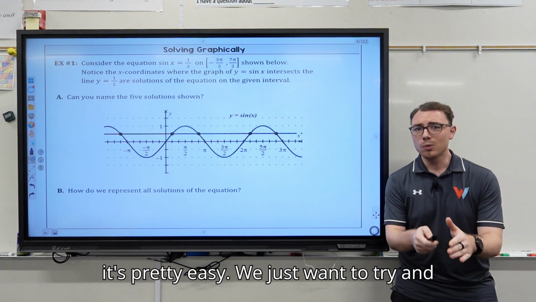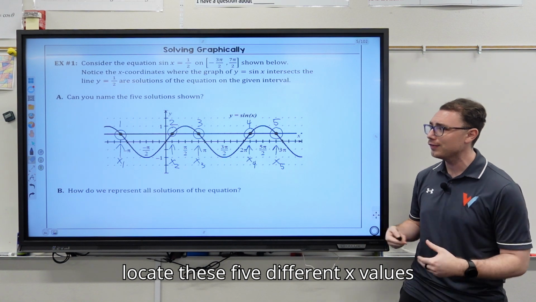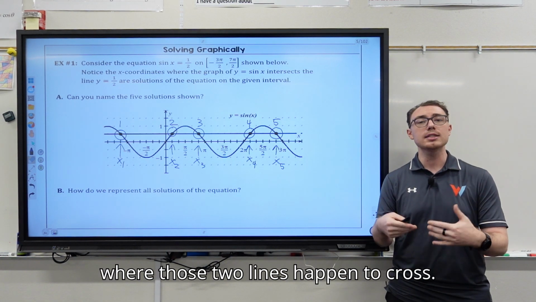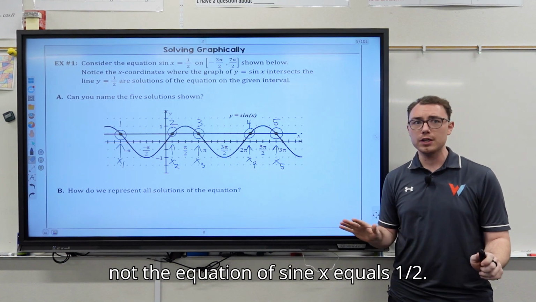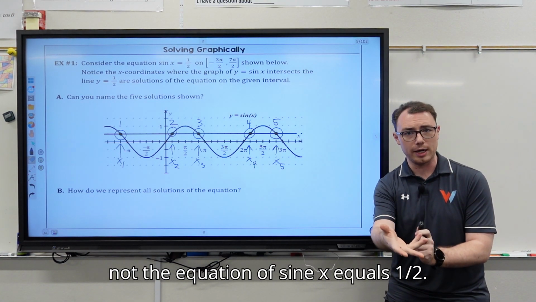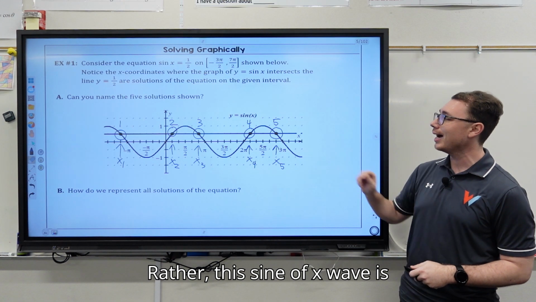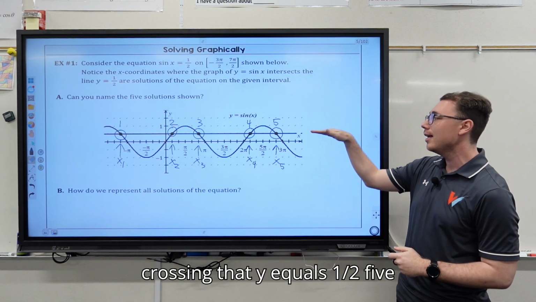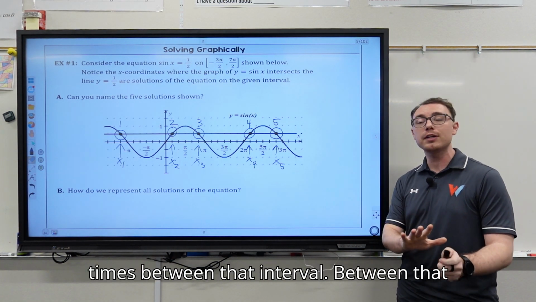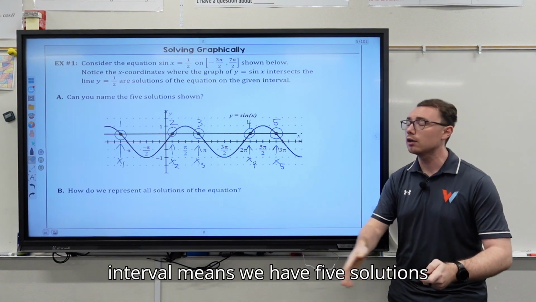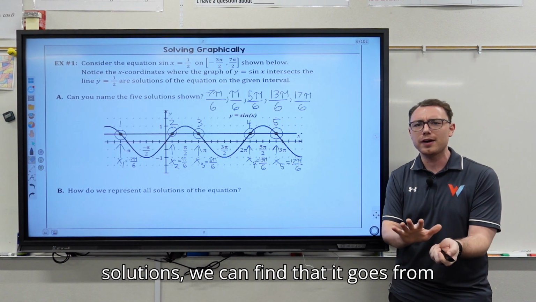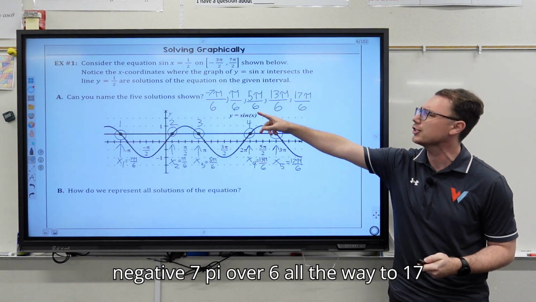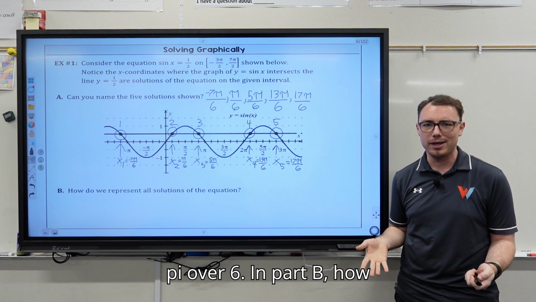Well, it's pretty easy. We just want to try and locate these 5 different x values where those 2 lines happen to cross. Now, as a reminder, these lines here are not the equation of sine x equals 1/2. Rather, this sine of x wave is crossing that y equals 1/2 5 times between that interval. Between that interval means we have 5 solutions there. In general, for those 5 solutions, we can find that it goes from -7 pi over 6 all the way to 17 pi over 6.